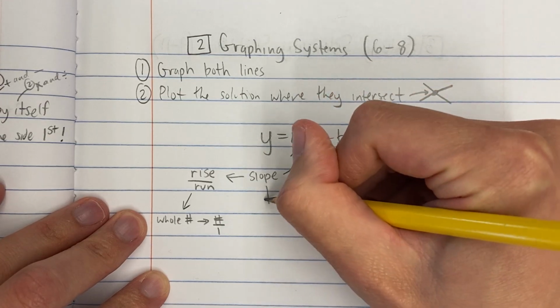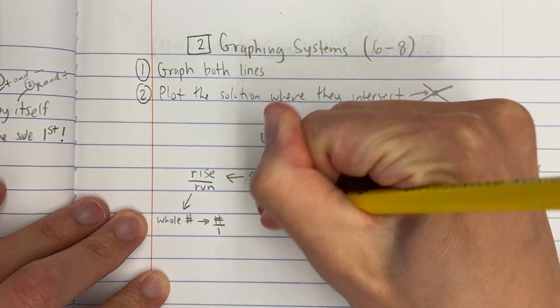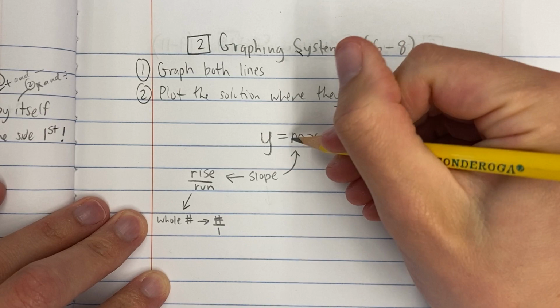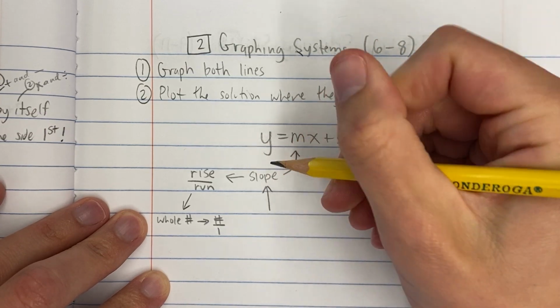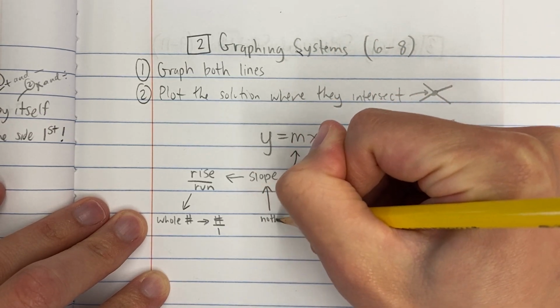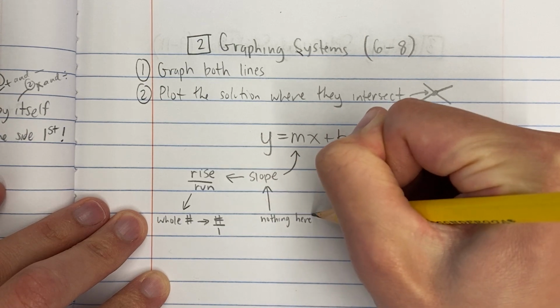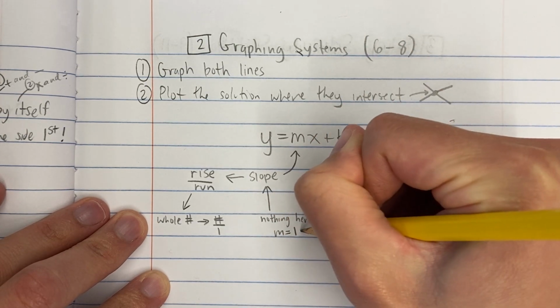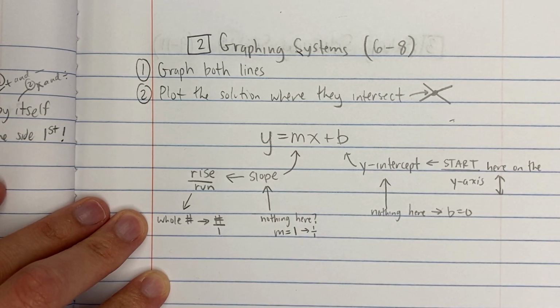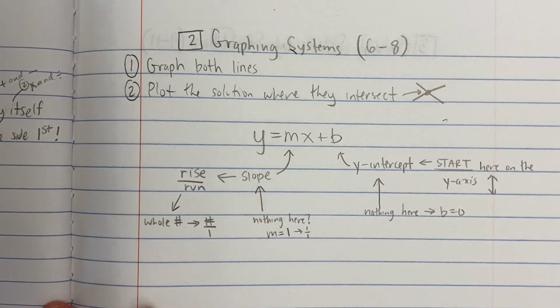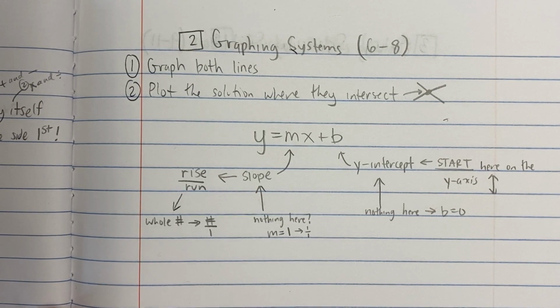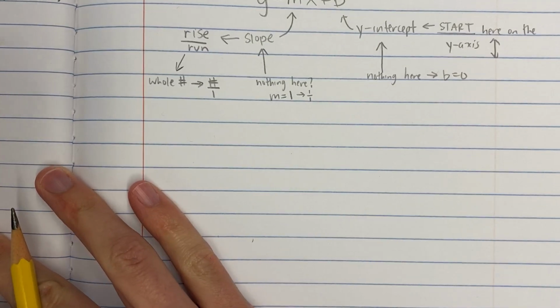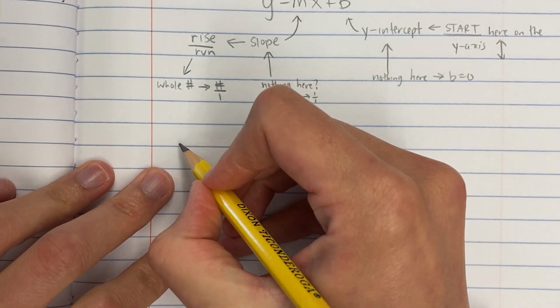Okay, and then the other thing to remember is that if there is nothing here, if there's just an x and nothing being multiplied by it, that's a 1, because that's a 1x, right? So that would mean that the slope is 1, and in fact that would become 1 over 1. Okay, so let's just look at a couple quick examples of equations and what would be their slope and their y-intercept.